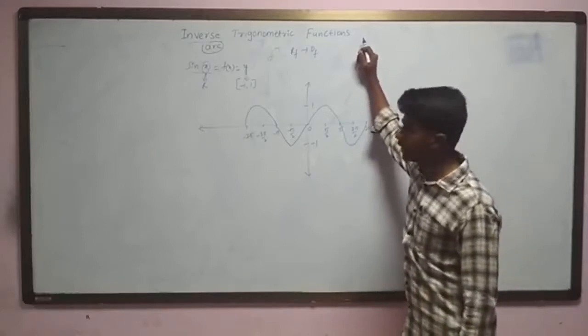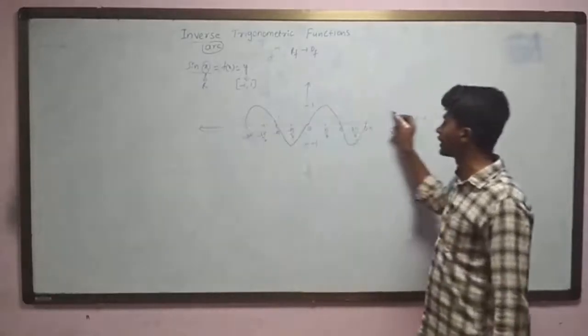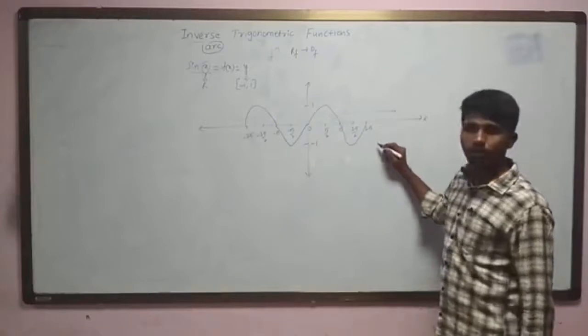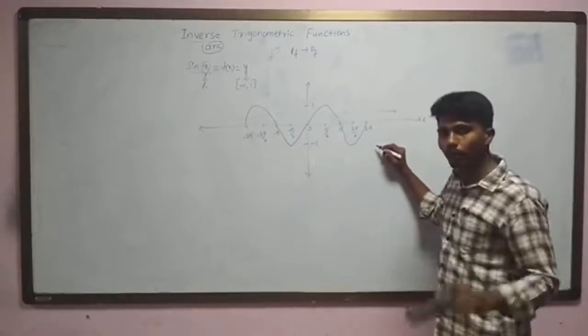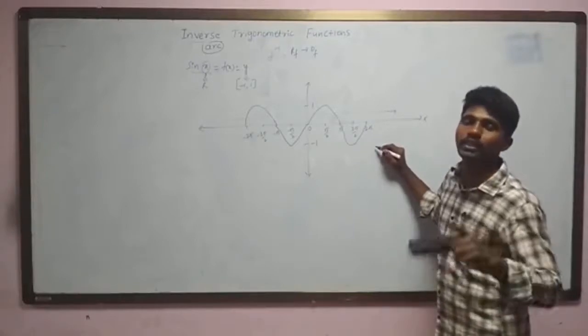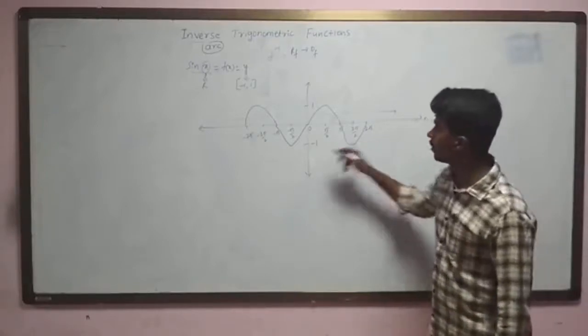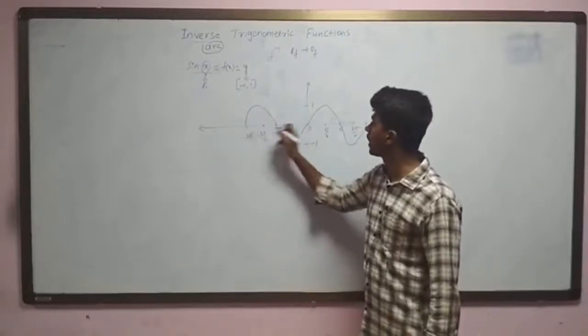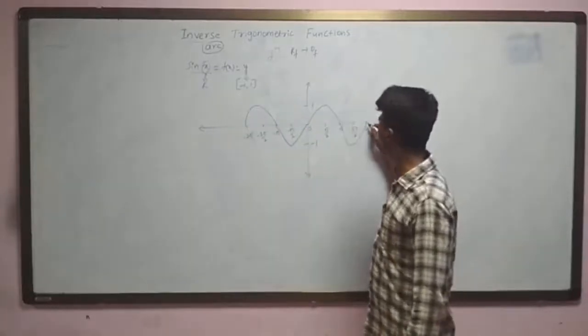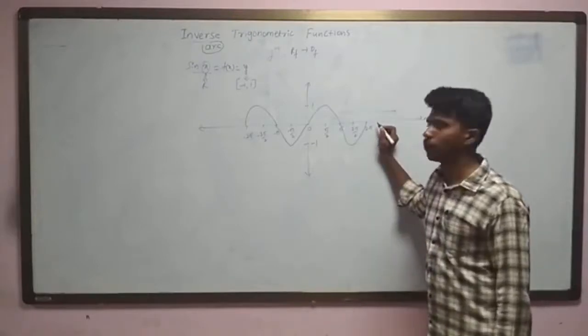If I draw a line parallel to the x-axis, and the line cuts the given curve at one point, then only we can say it is a one-one function. But if I draw a line parallel to this, I'm getting many points. It cuts the given curve at different points. So it is not one-one.